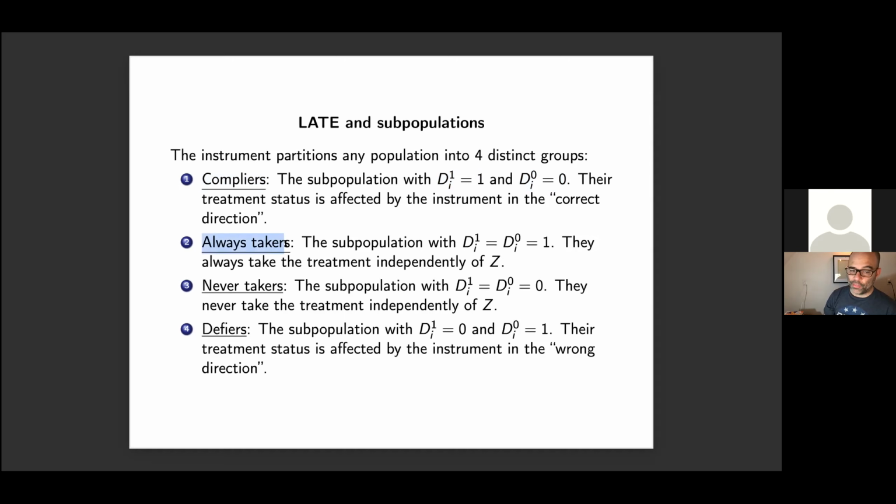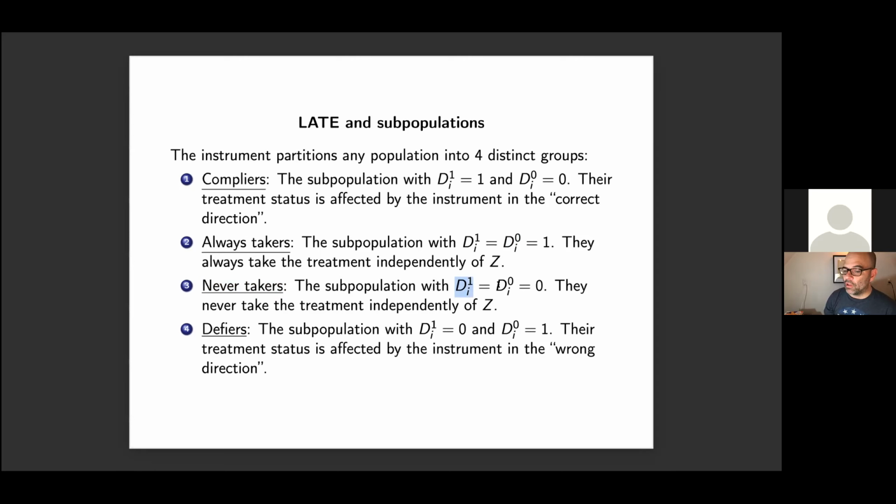Then there's a group called the always takers. When the instrument's a 1, they serve in the military. When the instrument's a 0, they serve in the military. So notice it's always a 1. There's the never taker. So that's that warrior. The never takers, if they win the lottery, they don't serve in the military, they run away.